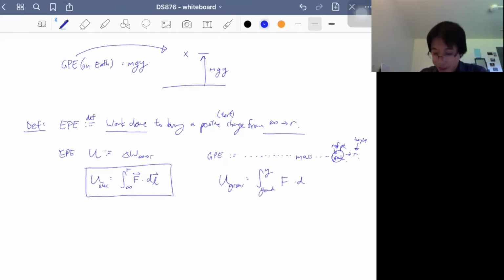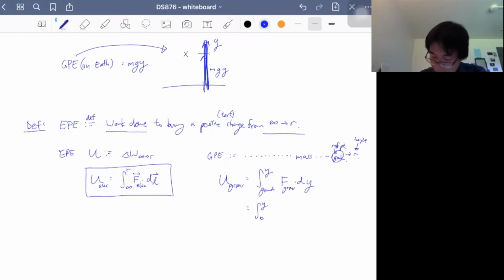If I'm only moving in this direction, let's just consider y. Let's not consider 3 dimensions, let's consider 1 dimension in the y-axis like this, all right? So if this is gravitational potential, we should put the gravitational force here. If this is electric potential, we should put the electric force over here. So the gravitational potential here is on the ground, we set y equals to 0.